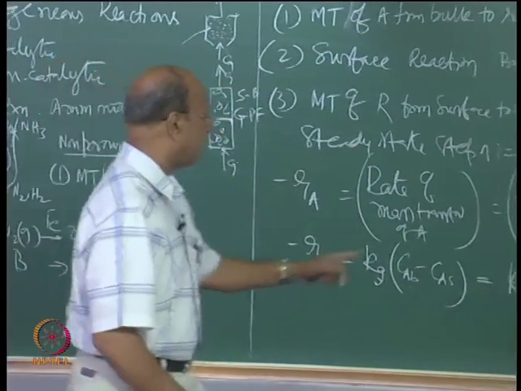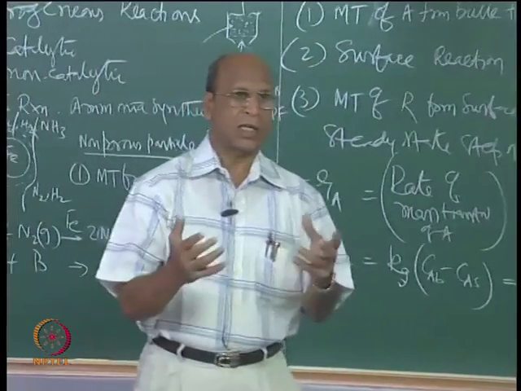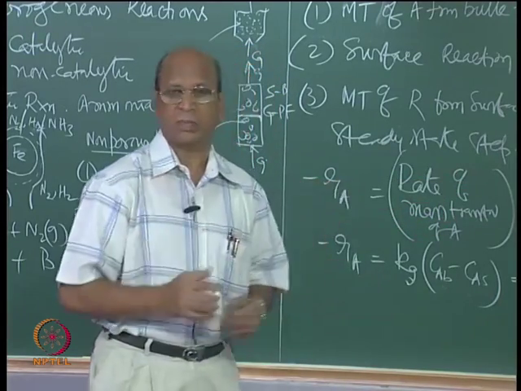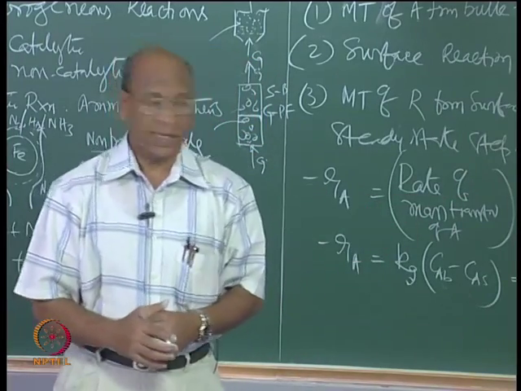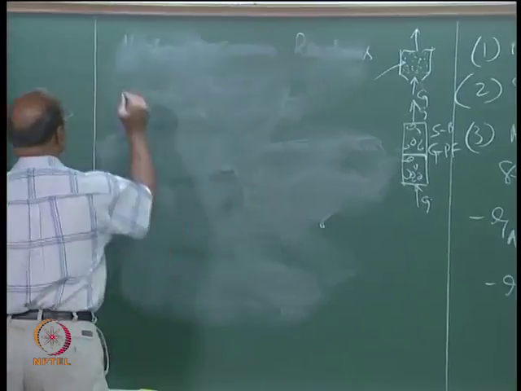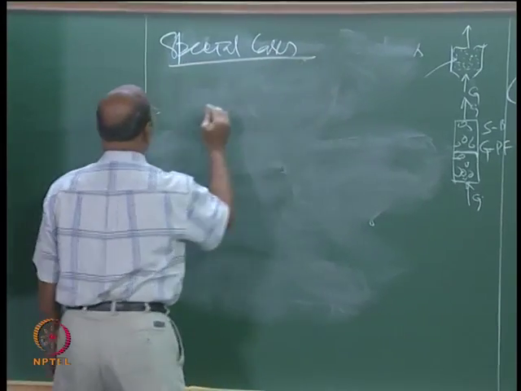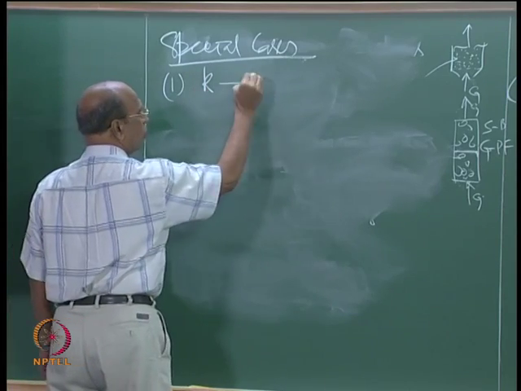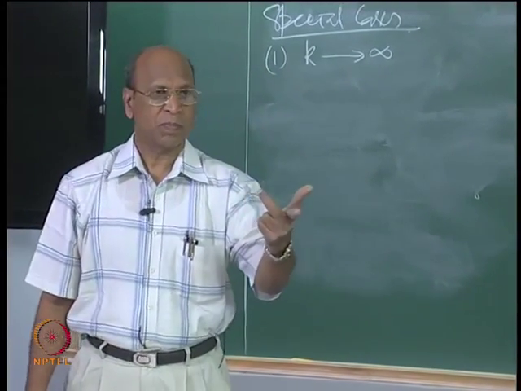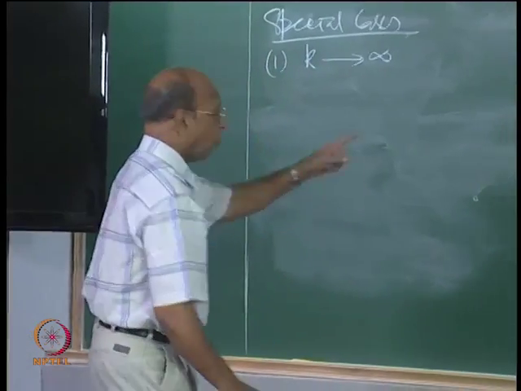One more thing I have to tell you here is, this equation is a wonderful equation for discussion. In heat transfer you should have heard what resistances are, right? Here also 1 by kg is a resistance, 1 by k is a resistance. Say I have a very high temperature and I want to simplify that equation, special cases. A special case is when, mathematically, k tends to infinity. That means I have very high temperature, and we know that at very high temperature k will be very, very large because of the exponential increase. So then what will happen to that equation?